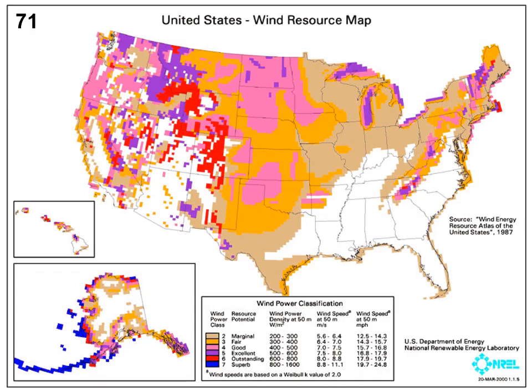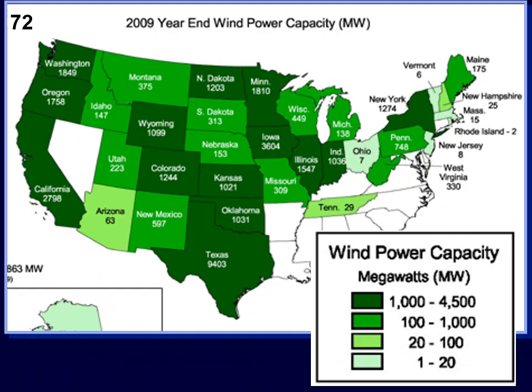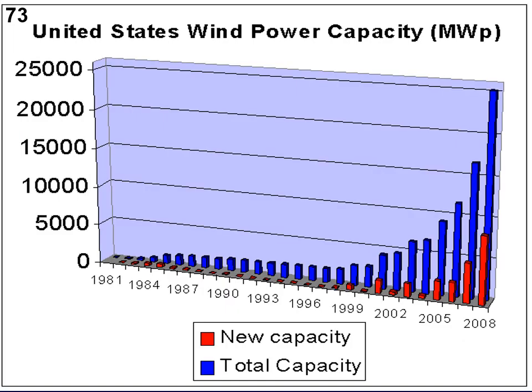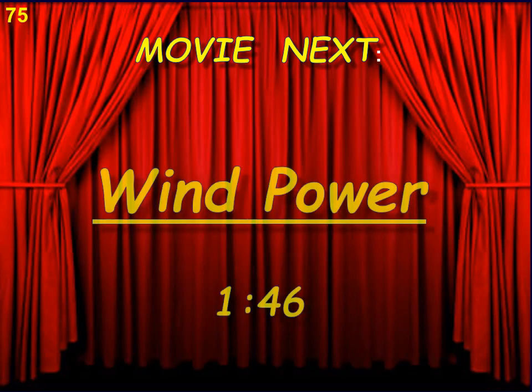This shows the wind power potential of various states in the U.S. This shows the installed wind power capacity of various states in the U.S. in 2009. This is the U.S. wind power capacity. This is the U.S. annual and cumulative wind power capacity. We will now have another video clip about wind power.